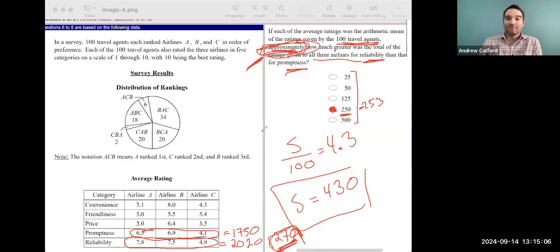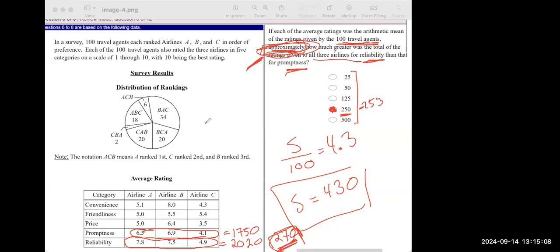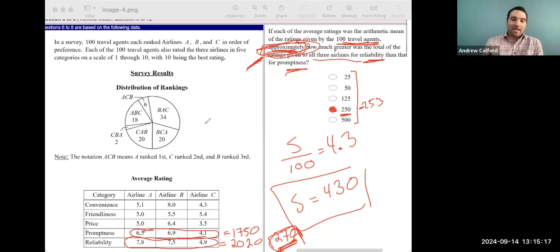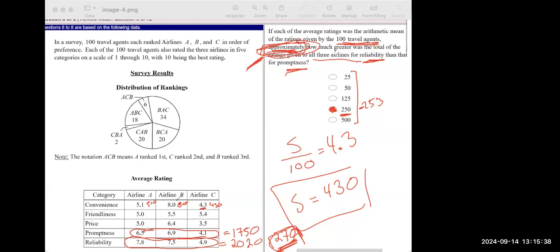Shanae? Yes, question. I thought I was following, but what did you guys do to get the 1,750 and the 2,020? Yep. So, are you okay with the part where we're talking about the sum of this is 430, the sum of this is 800, the sum of this is 510? Is that part okay, Shanae? Yes, I'm following. Gotcha.